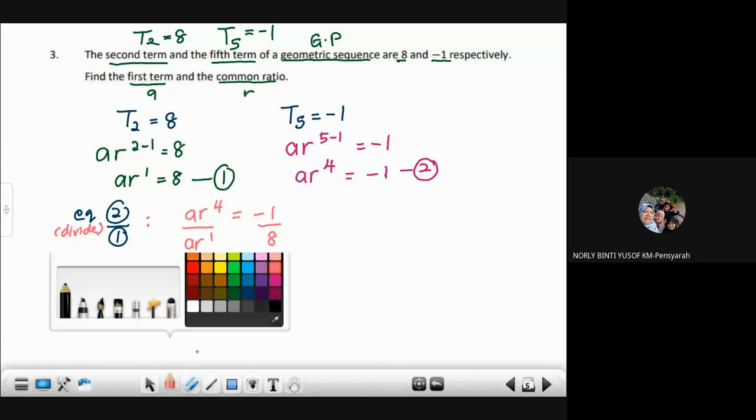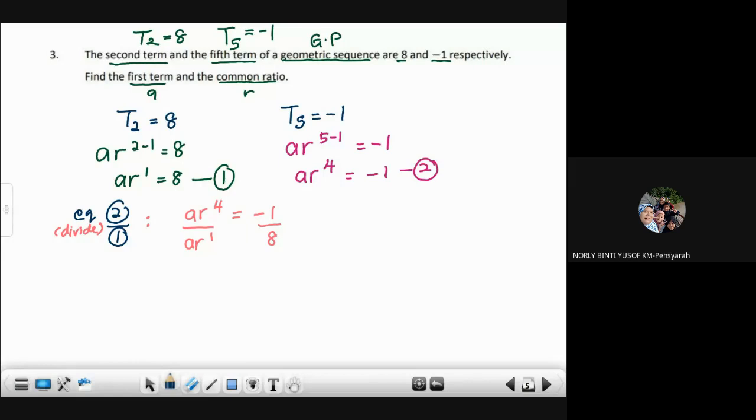Jadi kat sini you boleh eliminate. Ni elimination process lah, tapi you tak buat sama macam dekat arithmetic untuk eliminate process. Tapi substitution sama. You derive one equation then you sub. So kat sini you can eliminate A sebab divide atas bawah sama kan. And then R power of 4, you tinggal 3. Ini habislah 1 because R power of 1 finish. That is how you eliminate using the division of equation 2 divided by equation 1.